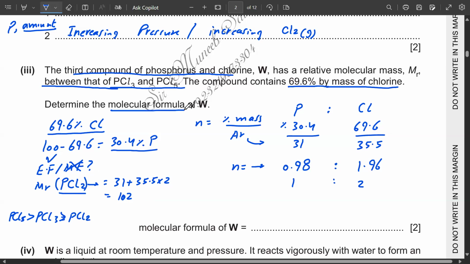We need to calculate the molecular formula, which means PCl2 must be multiplied by some integer, some multiplier. If I multiply by the smallest number except 1, because 1 doesn't give any new number, we will definitely need to multiply by 2. That would only increase this value. So P2Cl4. Now I need to check the MR value of this compound. So MR of P2Cl4 will become 31 times 2 plus 35.5 times 2.